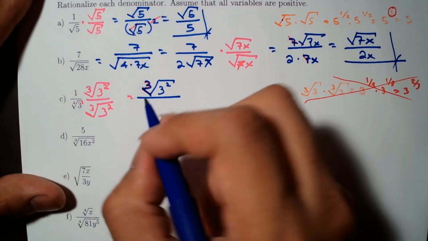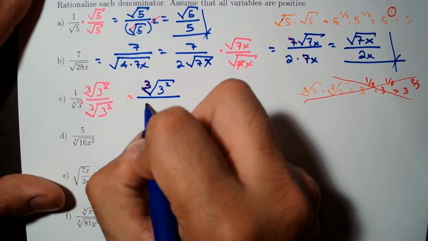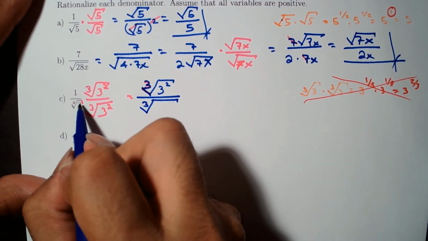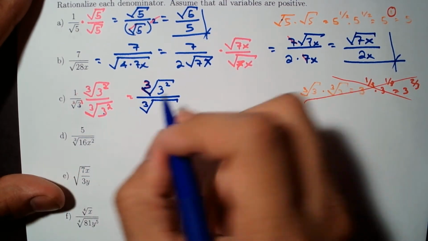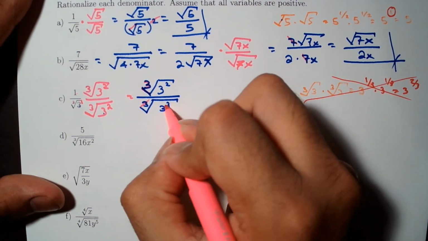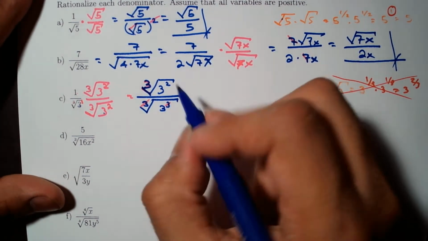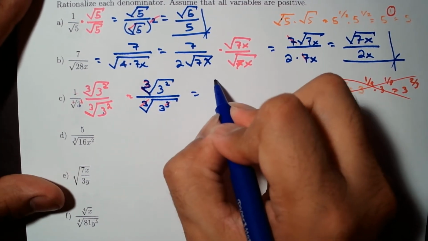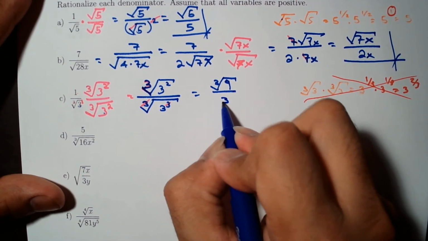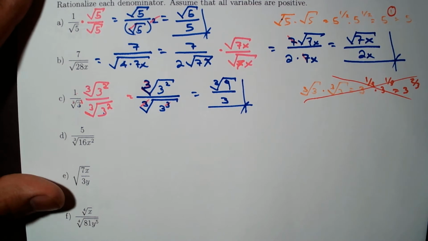in this case, what I have is one single cube root, and then this is 3 to the first times 3 squared. This is 3 cubed. And in this case, just cancel these 3's. And 3 squared is 9, so that's the cube root of 9 over 3. Final answer.